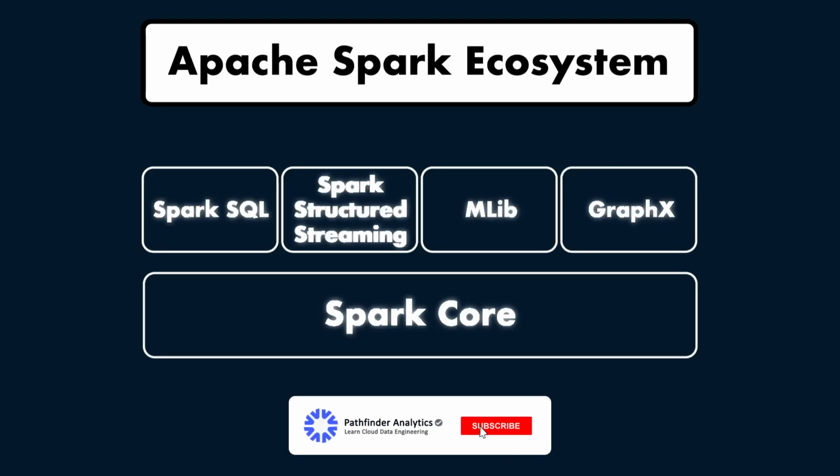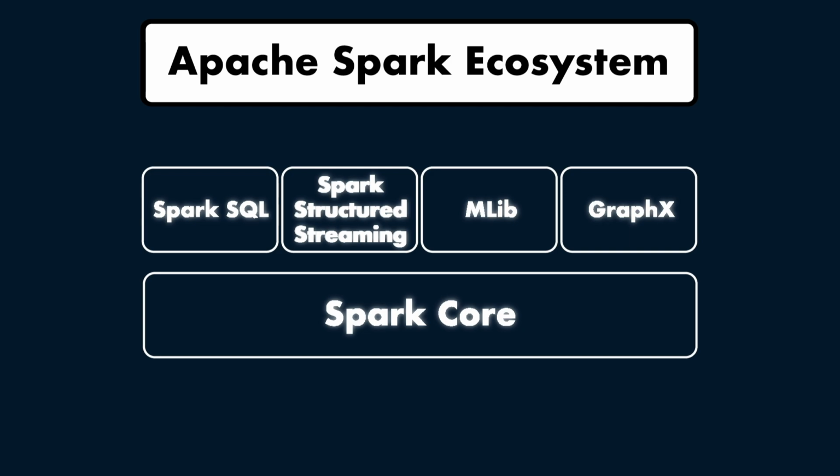In this video, I'll cover the Apache Spark ecosystem. The Spark ecosystem is made up of several core components. Spark Core is the foundation of the Spark ecosystem. It manages distributed data processing through two data structures, RDDs, which stand for Resilient Distributed Datasets, and data frames. Spark Core is responsible for task scheduling, memory management, and fault tolerance.